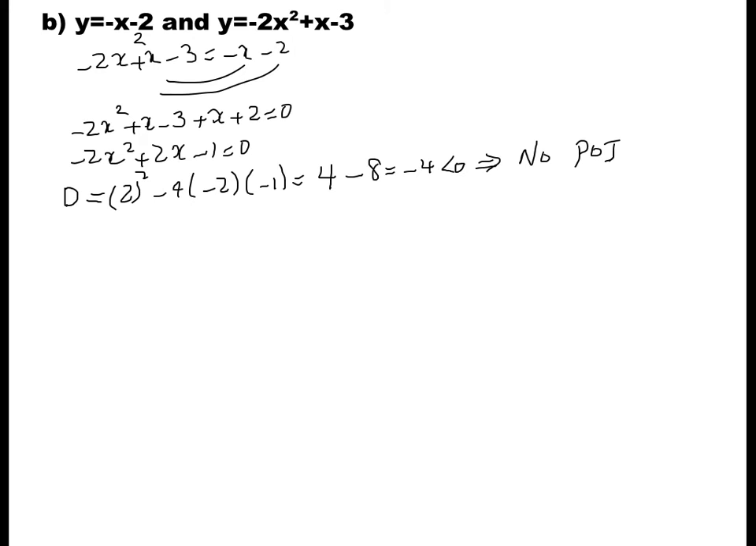This means that because the leading coefficient is negative 2, the parabola opens downward. And then I'm going to have a case like a line like this one. So there is no point of intersection here between the line and the parabola.